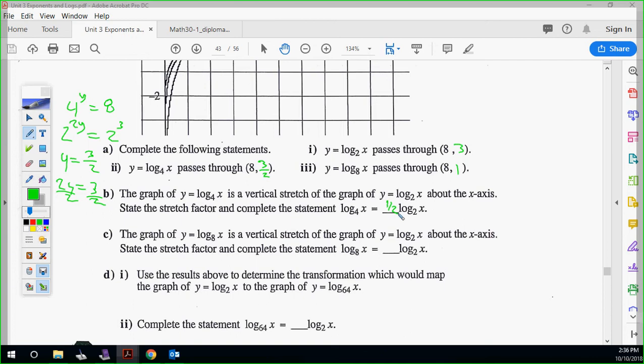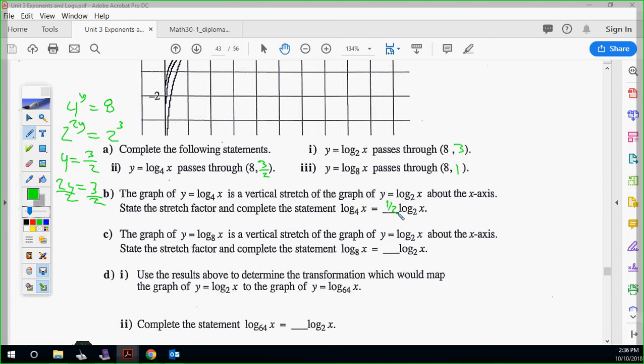I understand it's weird, because you expect log base 2 to be a smaller stretch, but it's a bigger stretch. Okay? See, log base 2 kicks out a 3. Log base 4 kicks out 3 halves. See the relationship? Read it this way. We know log base 4 of x is what? 3 halves. To make log base 2 be 3 halves, I have to multiply it by 1 half. That's what we have to do.